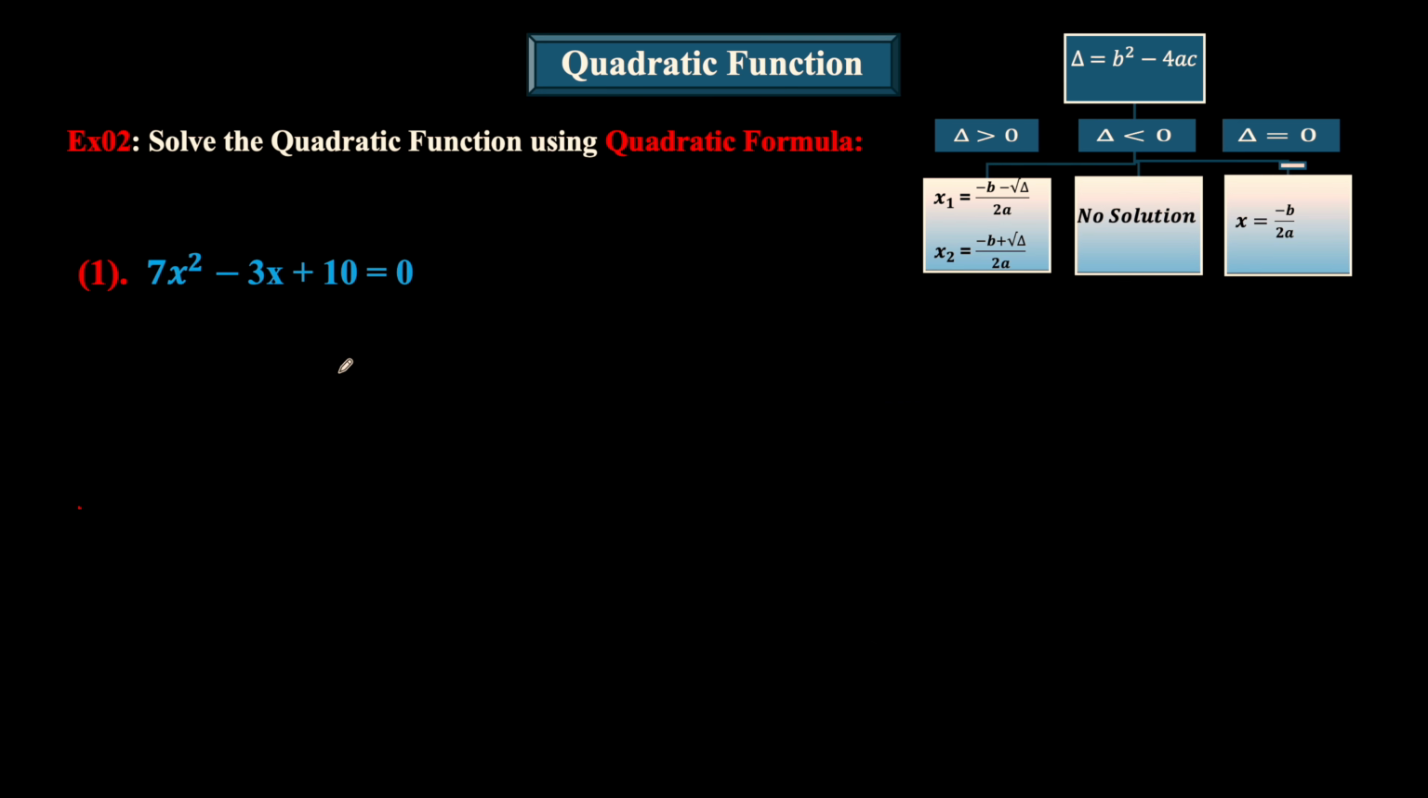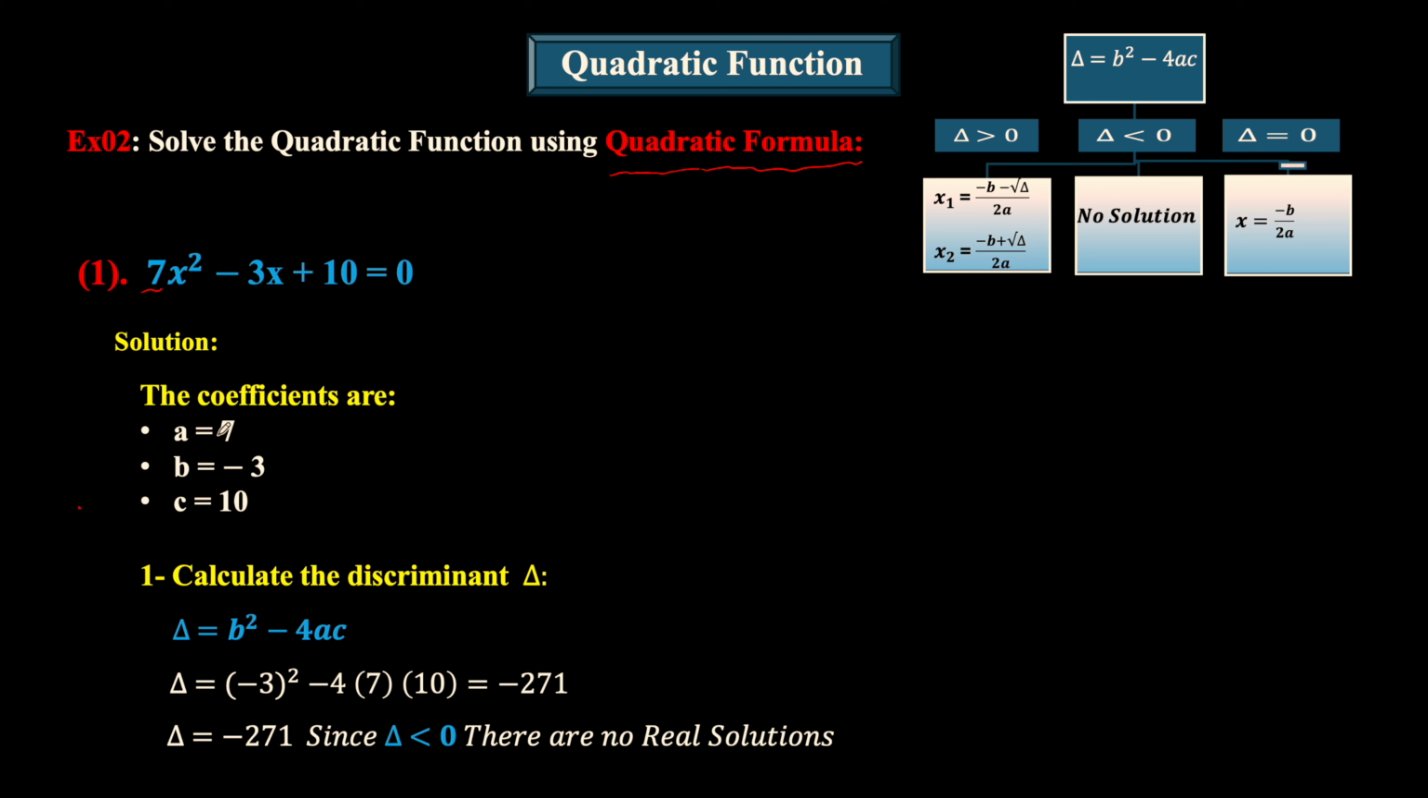Let's see our second example. Solve the quadratic function using quadratic formula. So also here it says explicitly use quadratic formula. So before starting, as we said, we define our coefficients. A is equal to 7 here, b is equal to minus 3, c is equal to 10, okay.